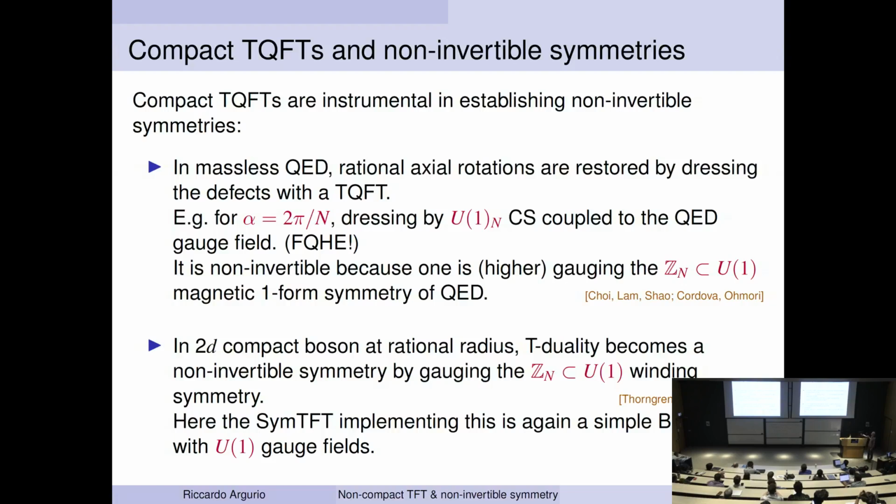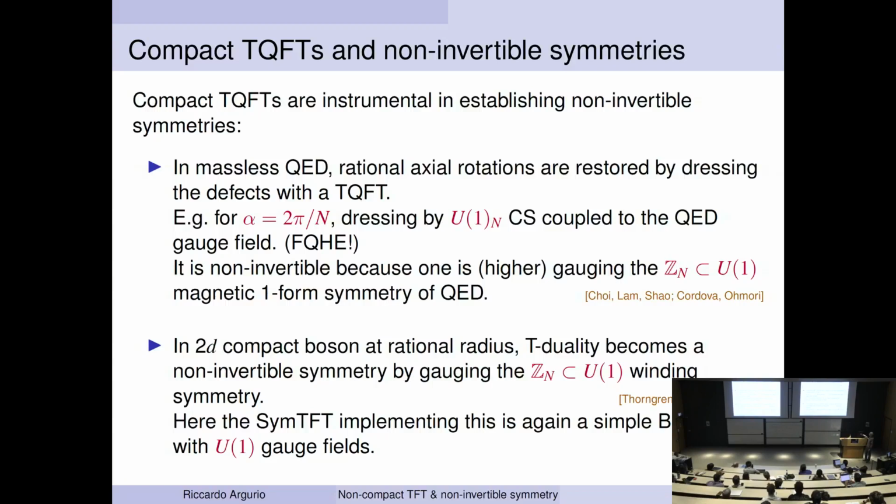This gives rise to non-invertible defects, because when you fuse two defects, the fusion of the two topological quantum field theories will not be trivial when you take one angle and the opposite angle. This is related to the higher gauging of this Zn subgroup of the axial symmetry.